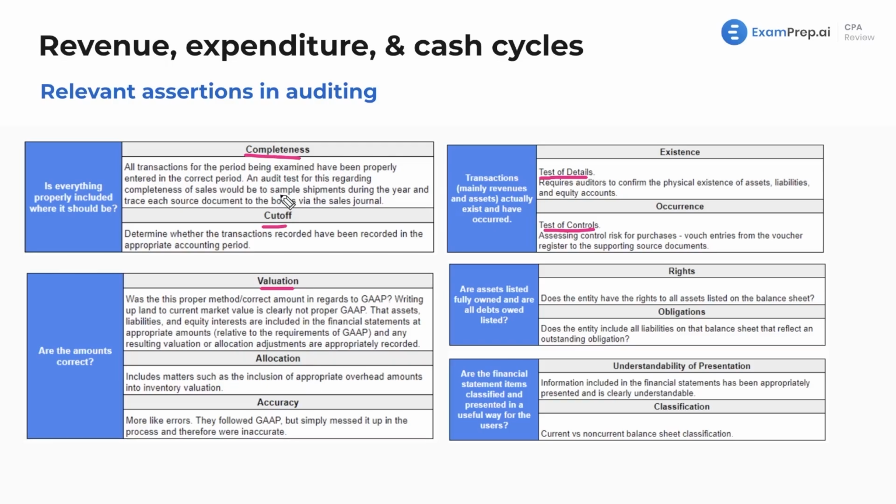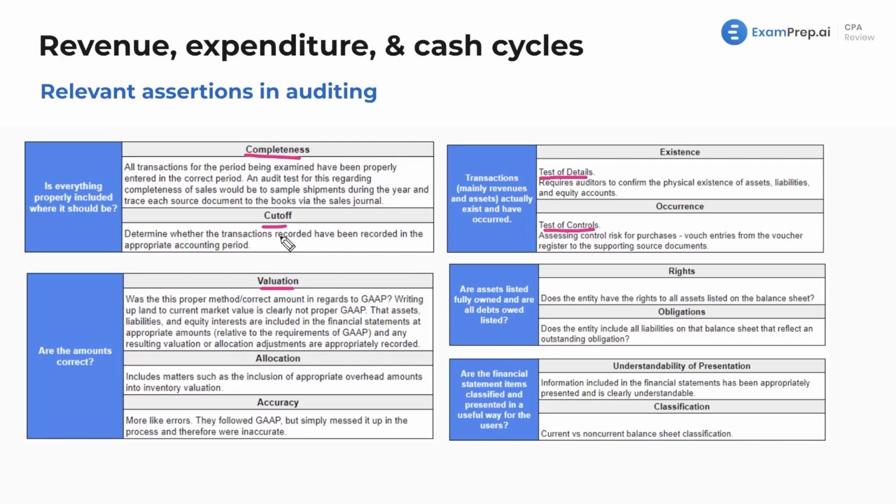So that's why it's particularly difficult here. And I want to make sure that you obviously understand it as best as possible. For cutoff, now this is making sure that transactions have properly been recorded in the appropriate accounting period. So similar here: is there a full, complete listing of everything? And then is that full, complete listing actually in the correct period?